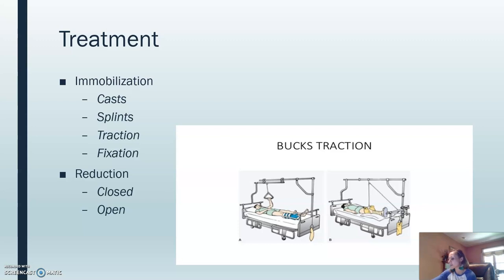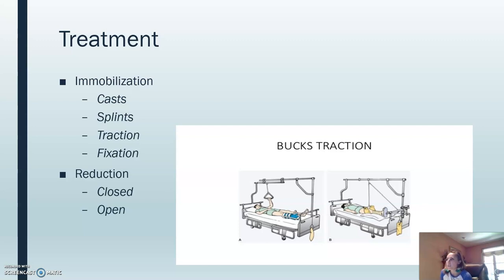Oftentimes it's fiberglass. There is a little chart in your Pearson book, on page 922, that tells you about cast care. Remember, we want to keep the cast dry. We want to put ice on it and elevate the area as much as possible to decrease swelling, because if it swells, there's really no place for it to go.